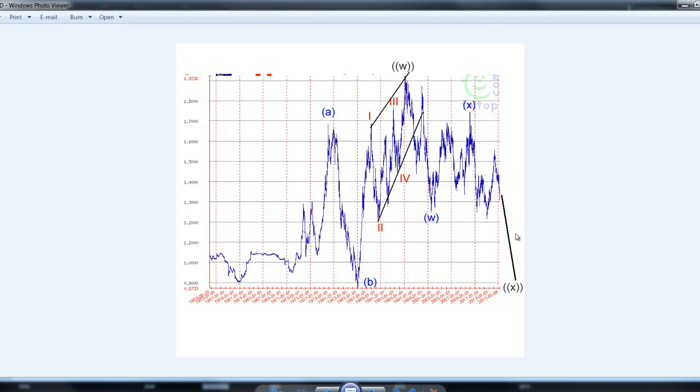If you can see, this leg here would be equal to this one. So it looks like it's going to go to the equal leg, which is retesting this low right here.